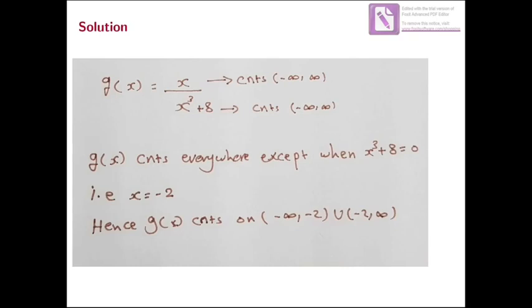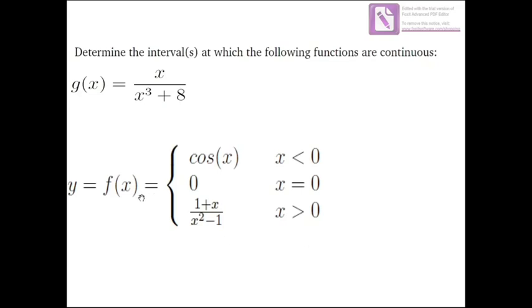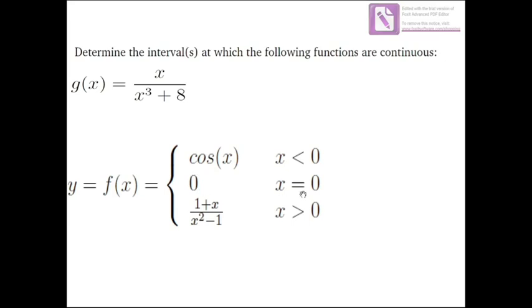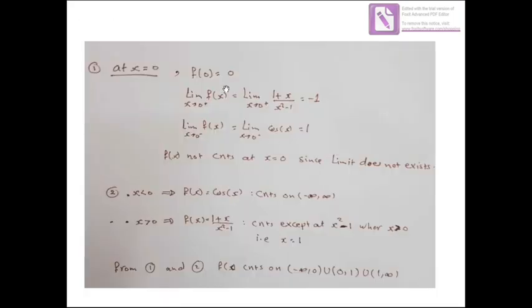So then the second example we have f(x) equal to cosine x if x is less than 0, 0 if x is equal to 0, (1 plus x) over (x squared minus 1) if x is greater than 0. Here we need to check the continuity at 0, and we need to check the continuity when x is less than 0, and the continuity when x is greater than 0. So first of all, at x equal to 0, f(0) is given that it is equal to 0. So the value of our function when x is equal to 0 is equal to 0. So the function is defined.